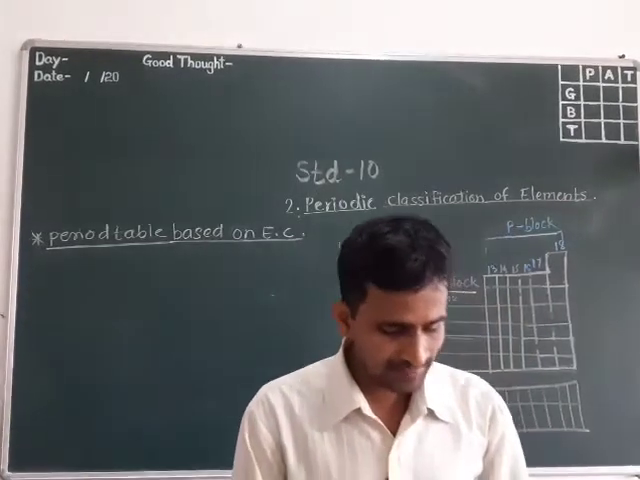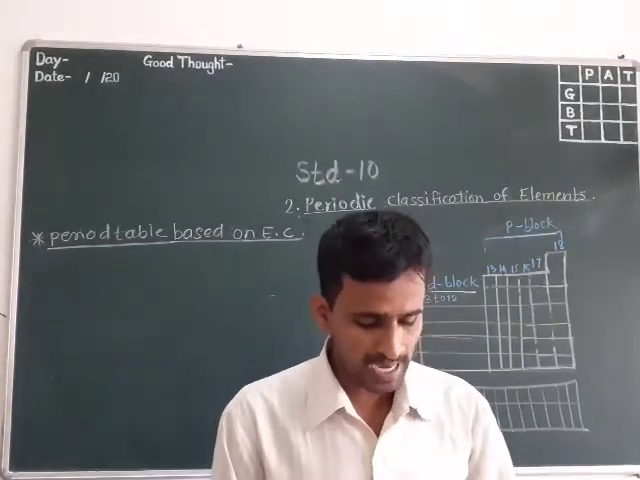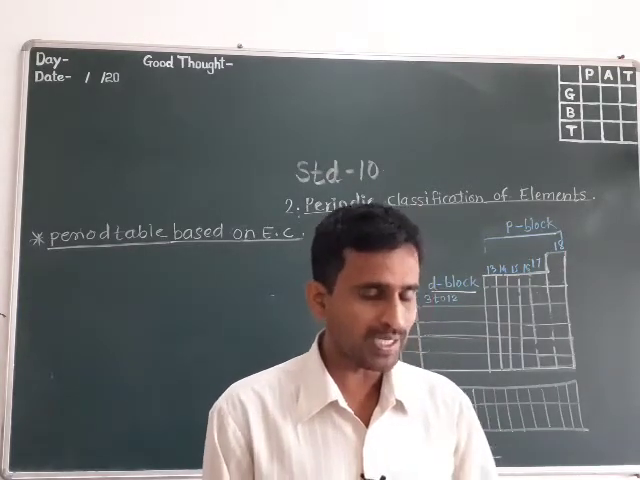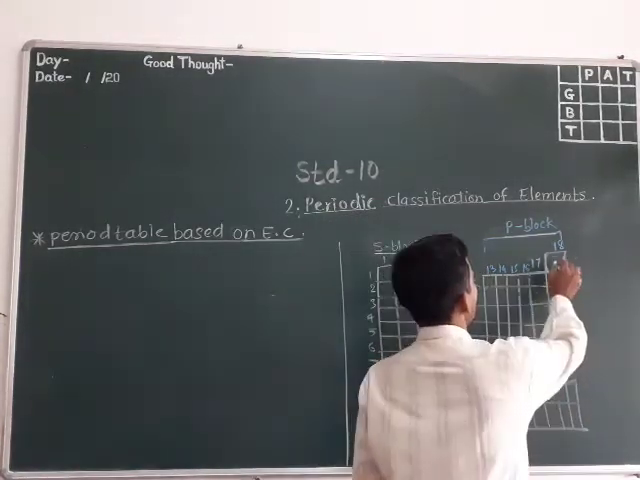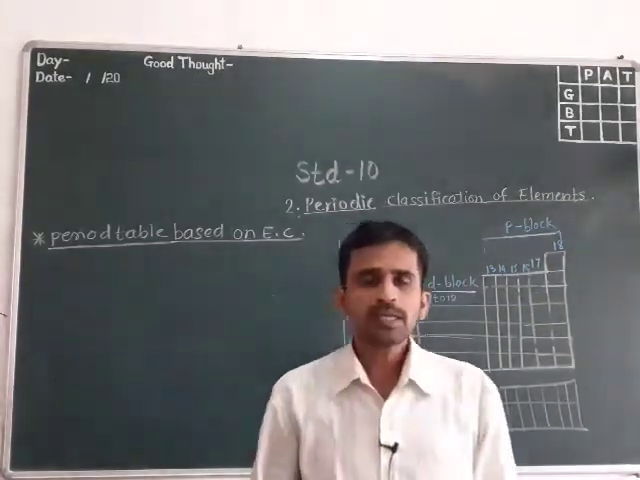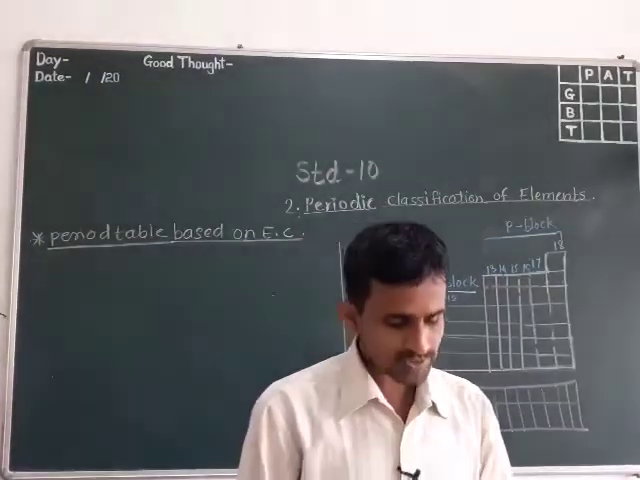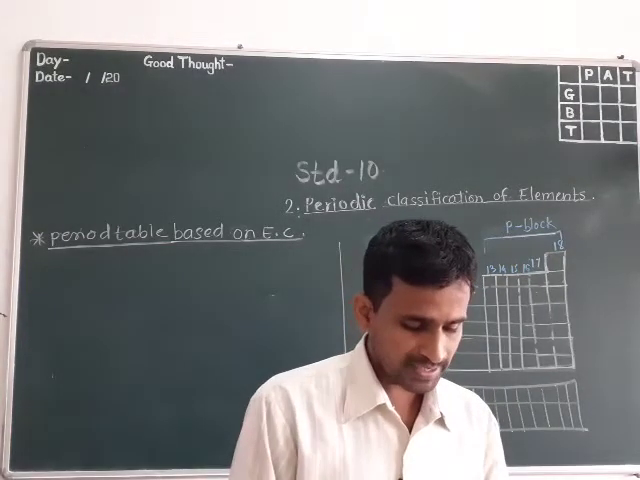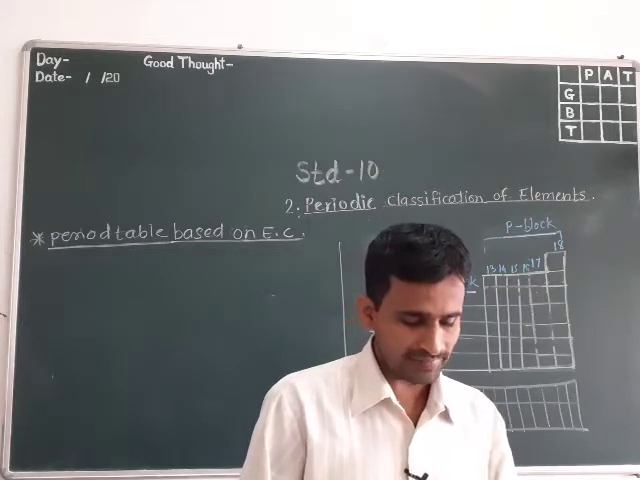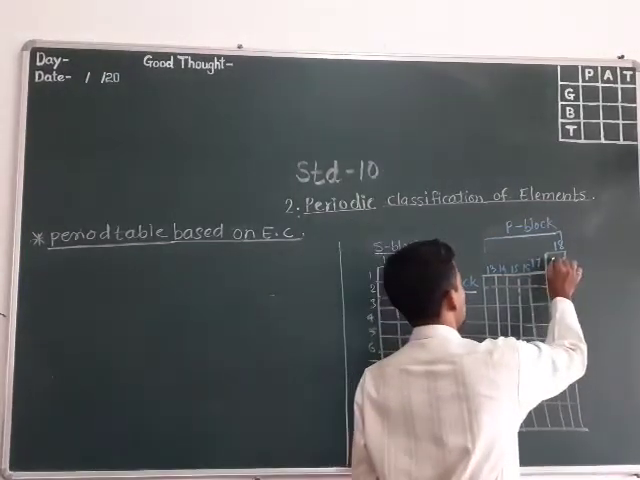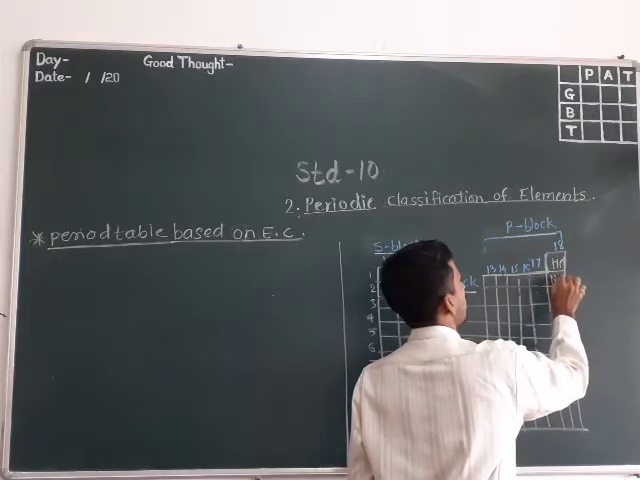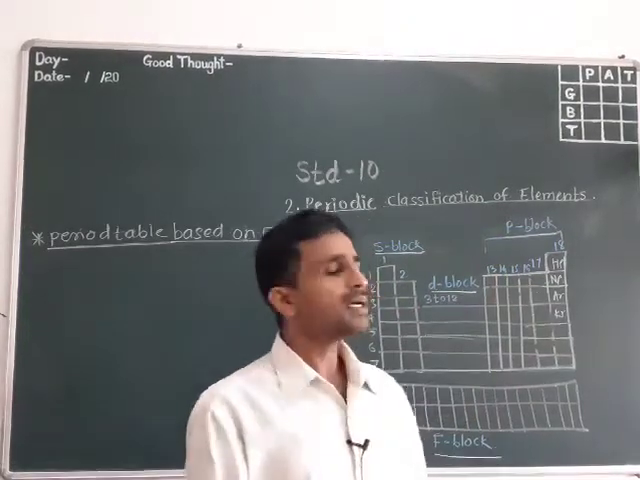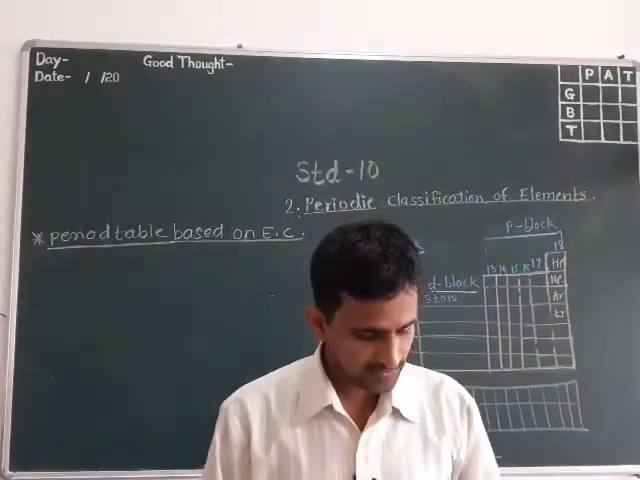Second one is the inert elements. Zero group elements have the completed outermost shell. They are called inert elements or noble elements. Zero group means 18th group. The outermost shell is completed, an octet. All these elements are in a gaseous state. For example, helium, neon, argon, krypton, xenon are in the 18th group, in a gaseous state.